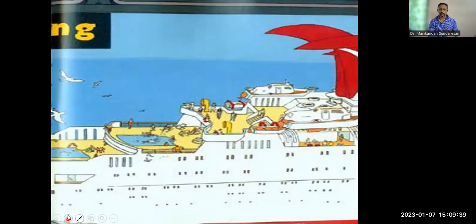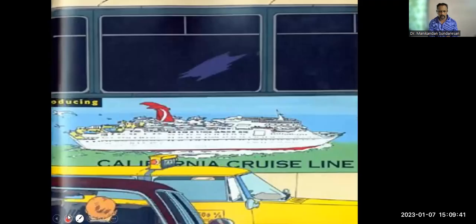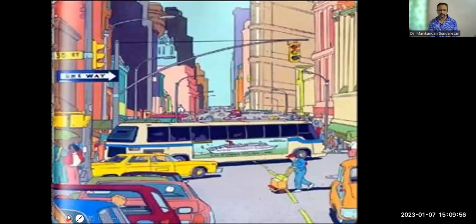And just when you are concluding that it was a ship, no, it was not a ship. It was a picture of a ship. And that picture is being pasted onto a bus. And just when you concluded that it was a bus, yes, it is a bus, see?